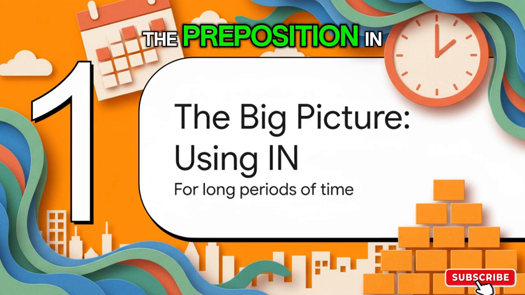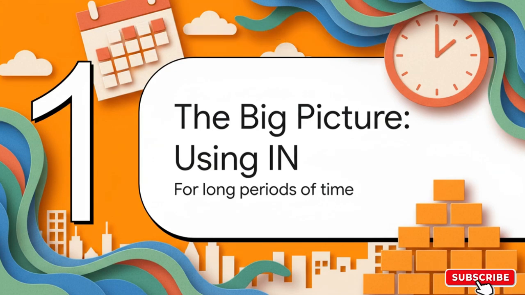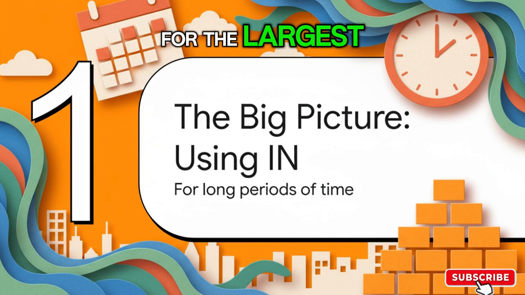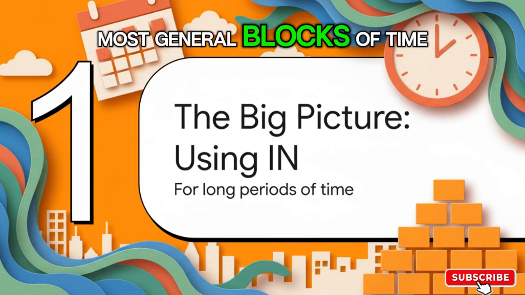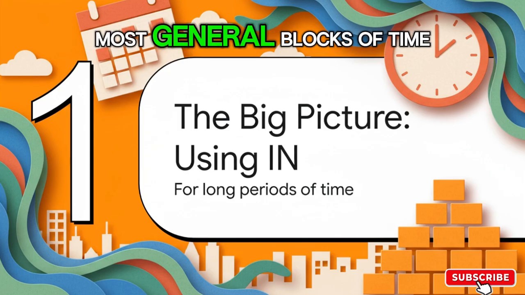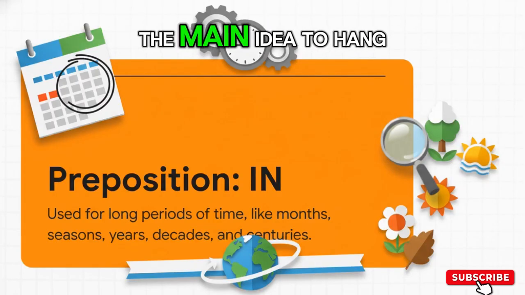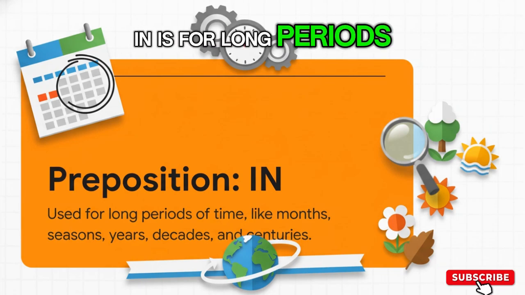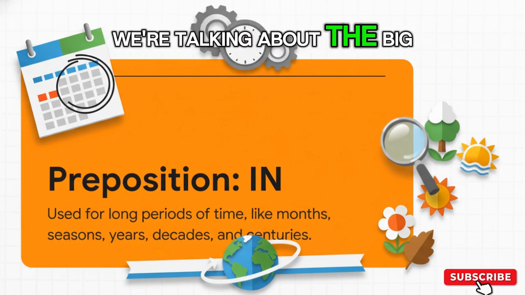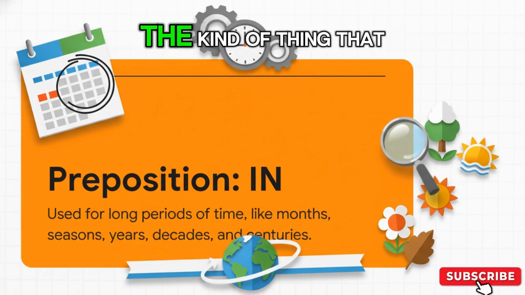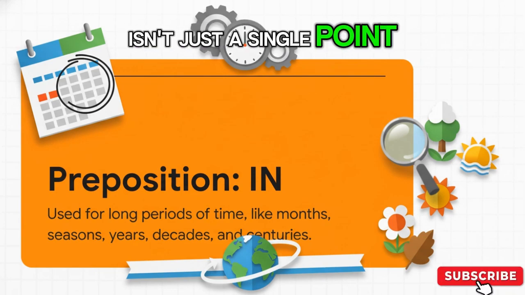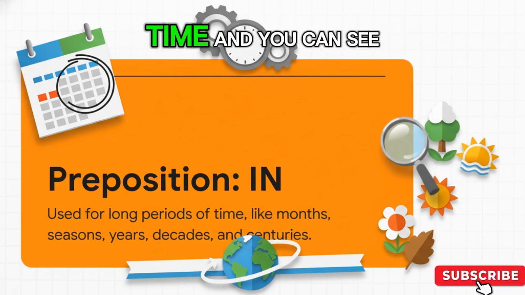So, let's start at the base of that pyramid with the big picture stuff. This is where we use the preposition in. Think of in as being for the largest, most general blocks of time you can think of. The main idea to hang on to here is just this: in is for long periods of time. We're talking about the big stuff on a calendar, the kind of thing that isn't just a single point, but a whole span of time.